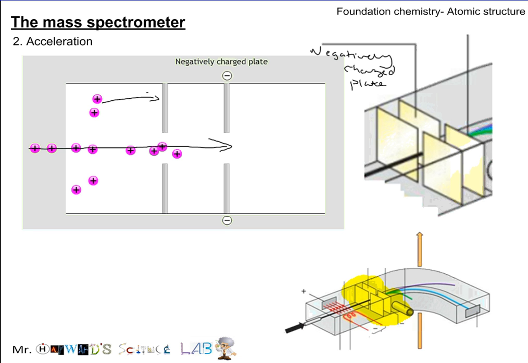Now, as they pass through these negatively charged plates, they're accelerated. Okay, so there's obviously that attraction between the positive ions and the negatively charged plates, and that draws them through, and they become accelerated. They go at a faster speed now through the mass spectrometer. That's the acceleration phase. The negatively charged plates increase the speed or accelerate the charged positive ions as they pass by the charged plates.